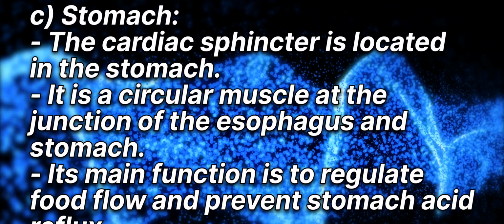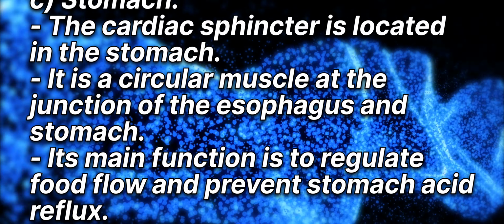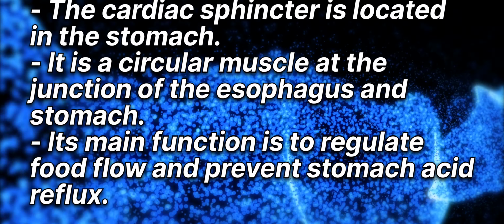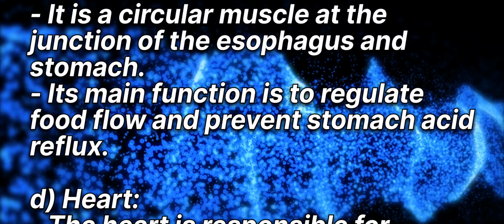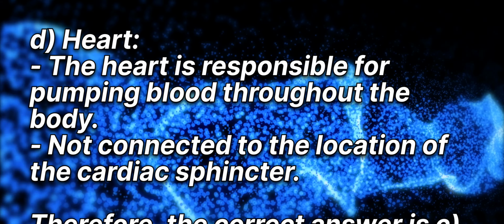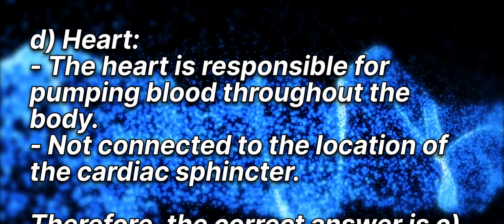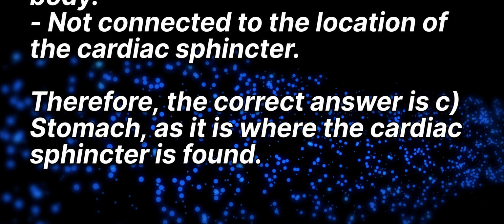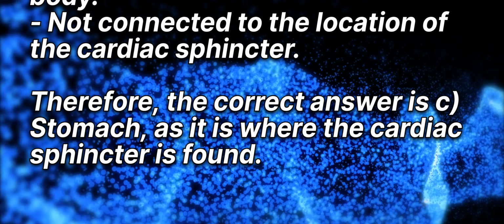C. Stomach. The cardiac sphincter is located in the stomach. It is a circular muscle at the junction of the esophagus and stomach. Its main function is to regulate food flow and prevent stomach acid reflux. D. Heart. The heart is responsible for pumping blood throughout the body. Not connected to the location of the cardiac sphincter. Therefore, the correct answer is C. Stomach, as it is where the cardiac sphincter is found.